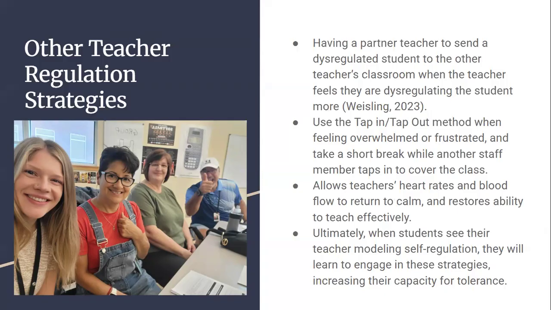This is about teachers' heart rates and blood flow needing to return to calm, because that's their nervous system. And that's going to restore their ability to teach effectively. So we want to avoid having dysregulated teachers because that will cause dysregulated students. And then, of course, the students seeing their teacher modeling these self-regulation skills is very important. And the goal is that this will increase their capacity for tolerance.